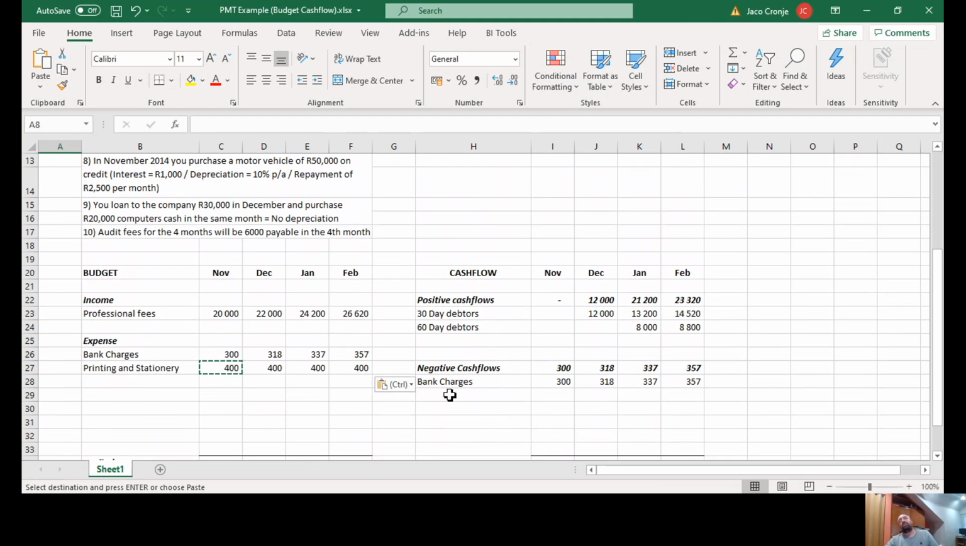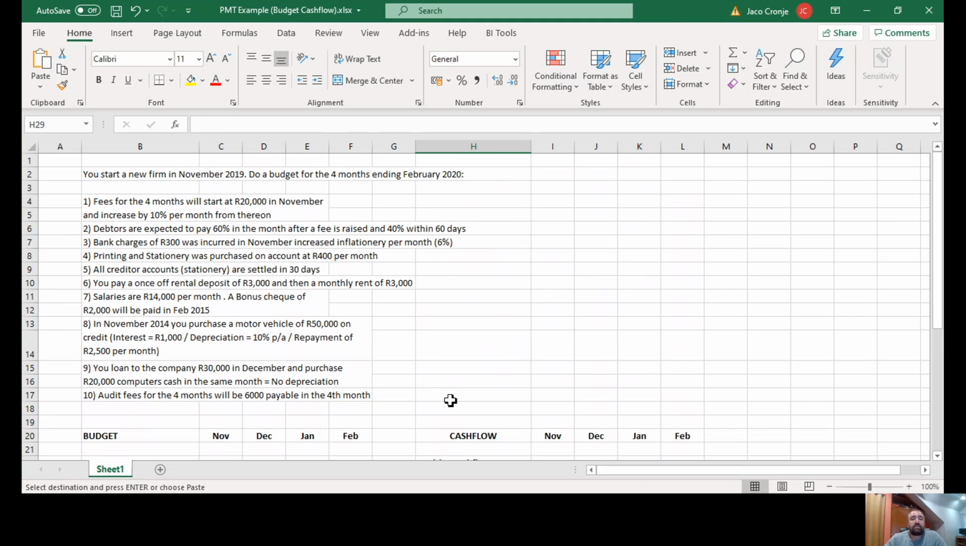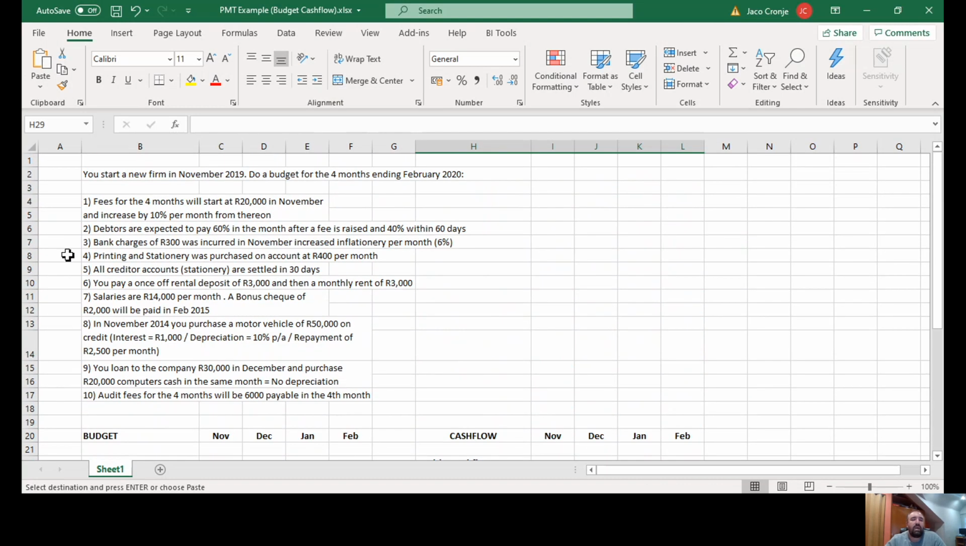So do I know when the cash is going to flow? Do I at this stage know when I'm going to settle that account? And the answer is no. There's not enough info in that line for me to determine when I'm going to settle that stationery account. So in that case, we can't determine the cash flow, so that line will only reflect in my budget.